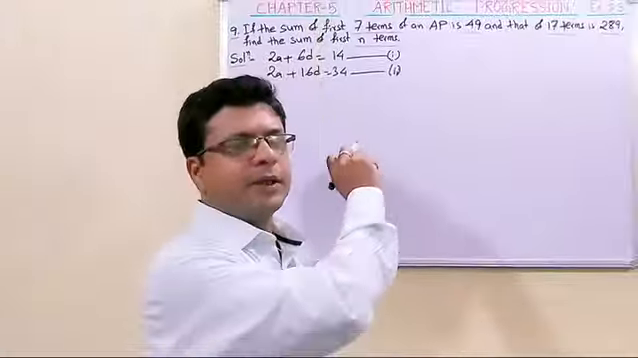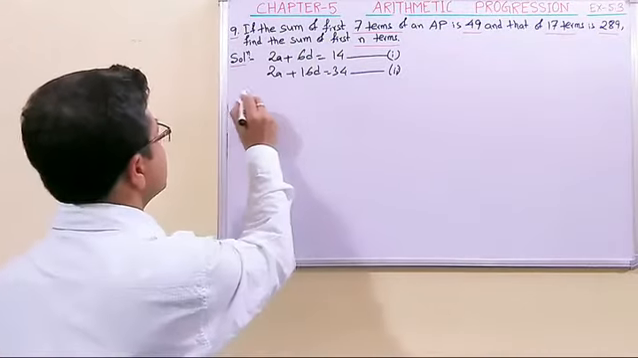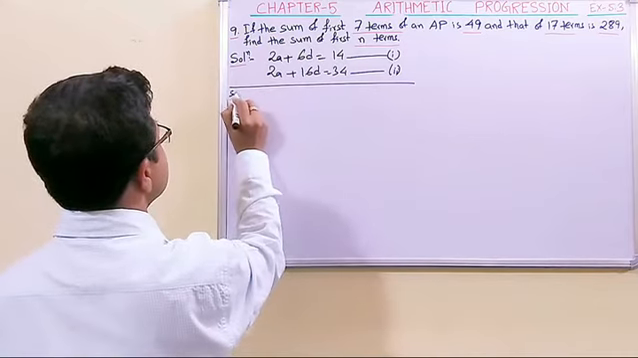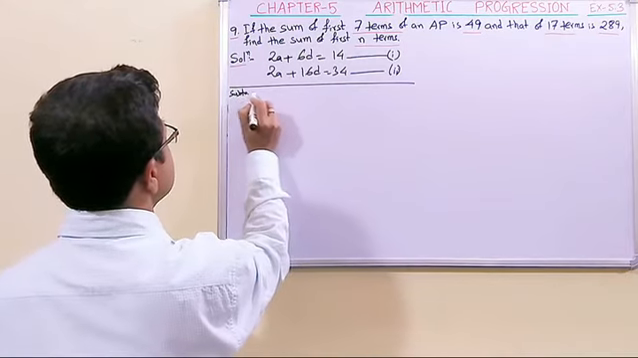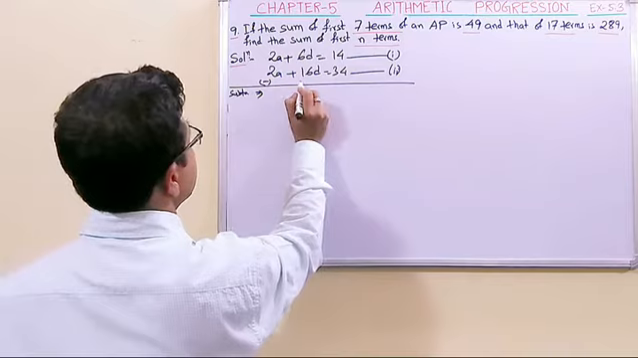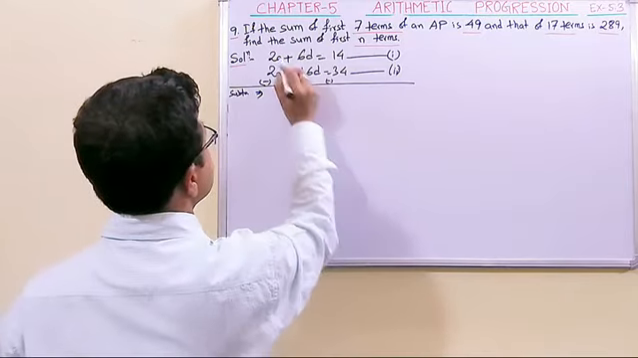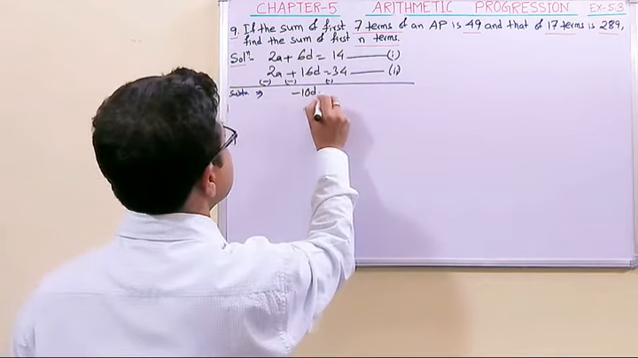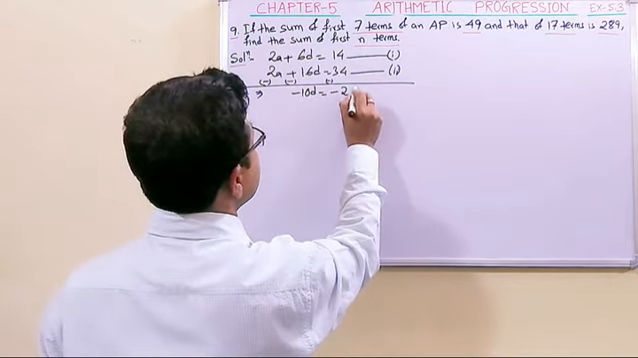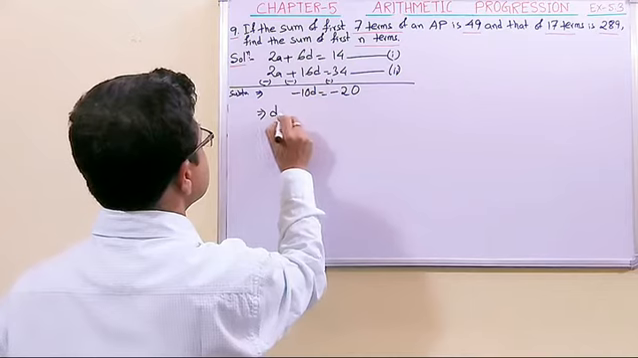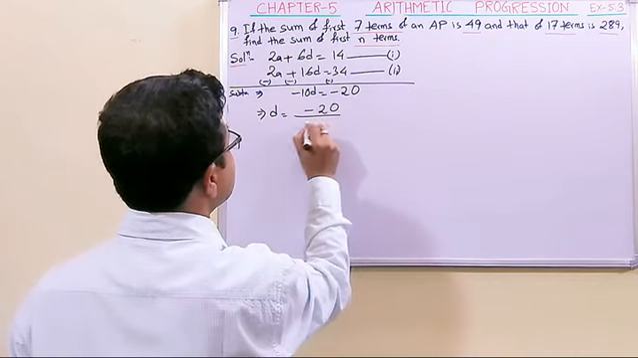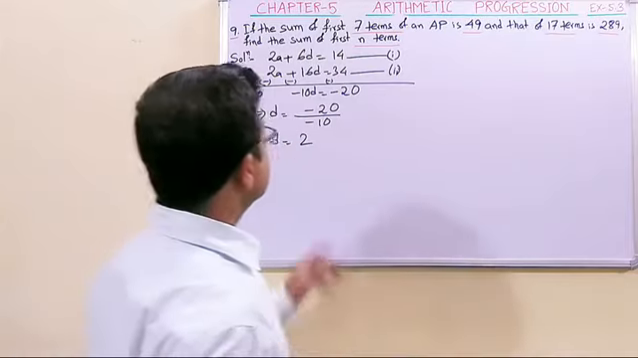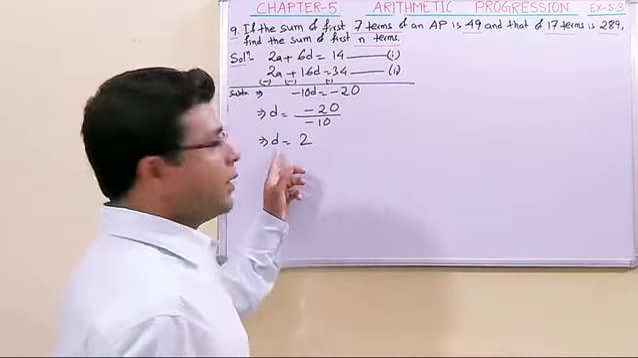Okay, now here we have written the two equations. Let us solve. We will subtract as they have the same coefficient. Subtracting, in short I am writing, this is minus, this will be minus, this will be minus. Twice a gets cancelled. This is minus 10d, this is minus 20. Okay, so d equal to minus 20 by minus 10. We can simplify now. This is 2. Okay, now we have found the value of d.